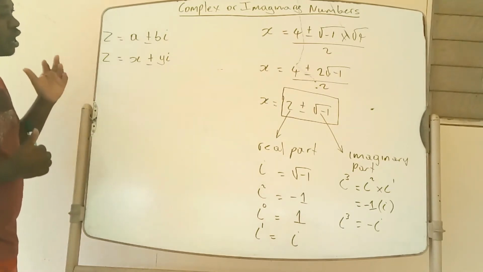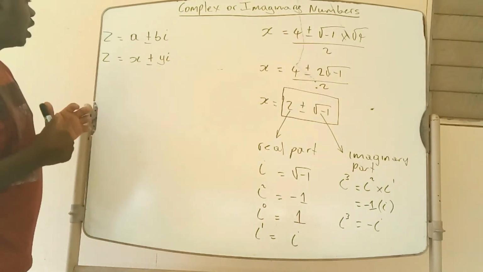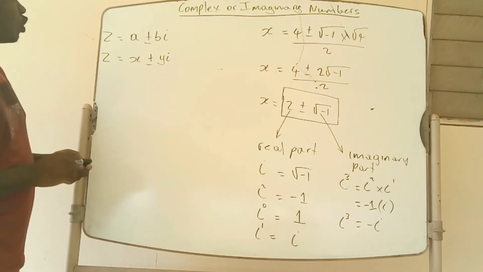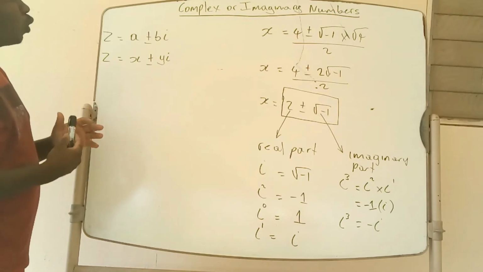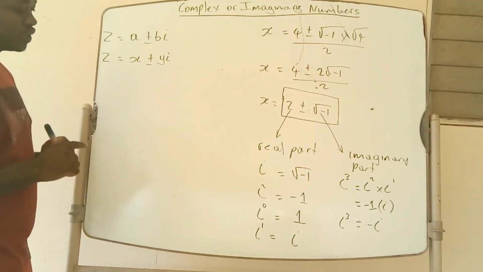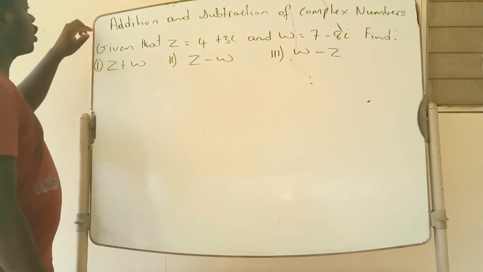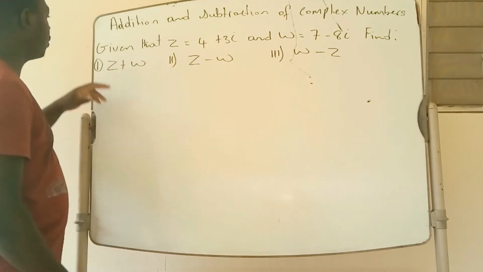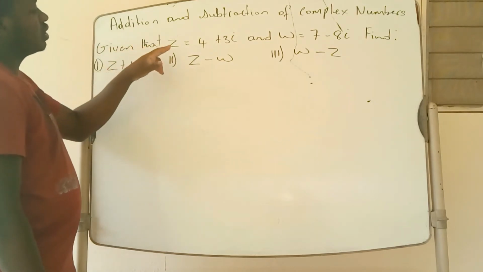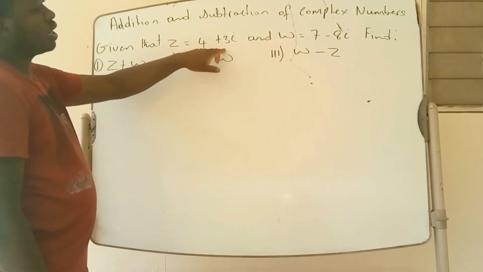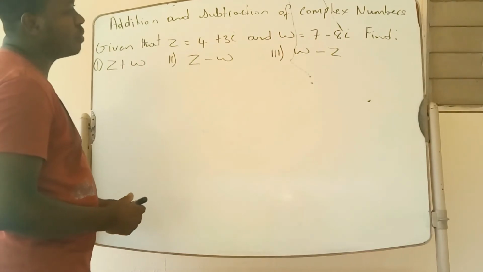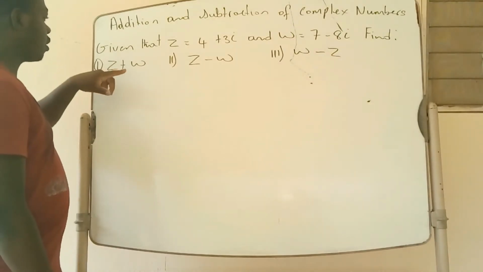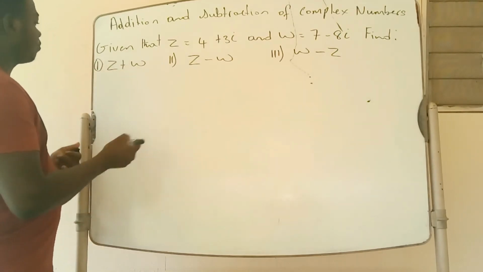So now that you have a good understanding of what complex numbers are, we are going to look at how we add and subtract complex numbers. So what we are going to focus on is addition and subtraction of complex numbers. Here we have an example. Given that z is equal to 4 plus 3i and w is equal to 7 minus 8i, find part i, z plus w, right?